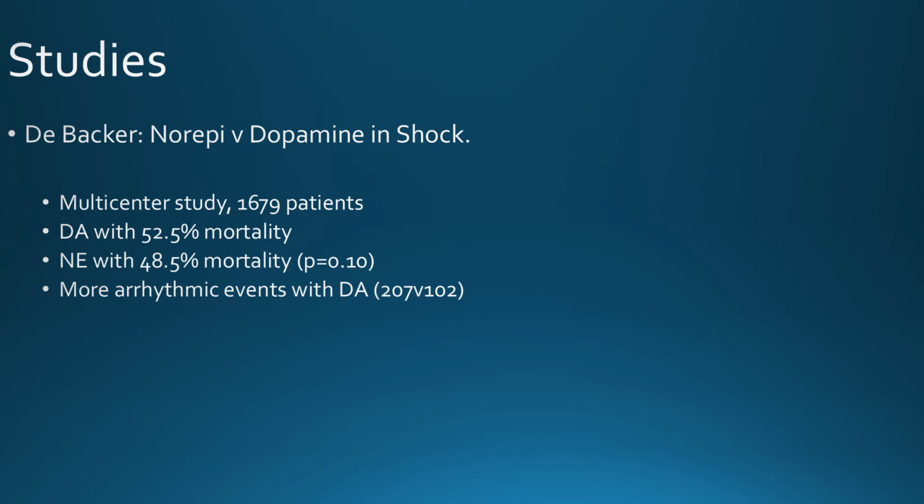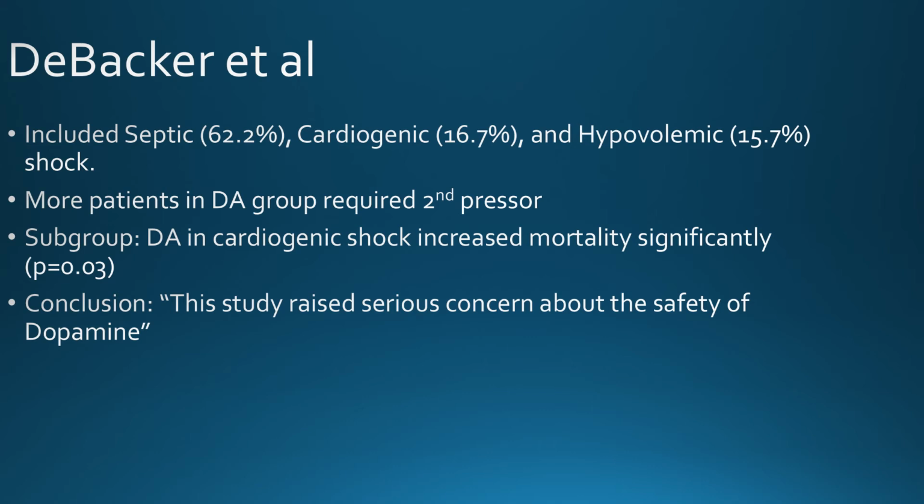De Backer: norepinephrine versus dopamine in shock, a multicenter study of 1679 patients. Dopamine had 52.5% mortality, norepinephrine 48.5% mortality, with more arrhythmic events in the dopamine group. The study included septic, cardiogenic, and hypovolemic shock. More patients in the dopamine group required a second pressor. In the subgroup with cardiogenic shock, dopamine increased mortality significantly. Conclusion: this study raises serious concern about the safety of dopamine.